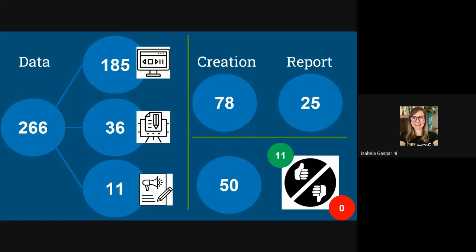In total, there were 78 exercises created by students and 25 reported. 50 questions were evaluated. None of them received a dislike. The maximum positive evaluation with likes that a question received was 11, but the average was between 3 or 4 likes for each evaluated question.